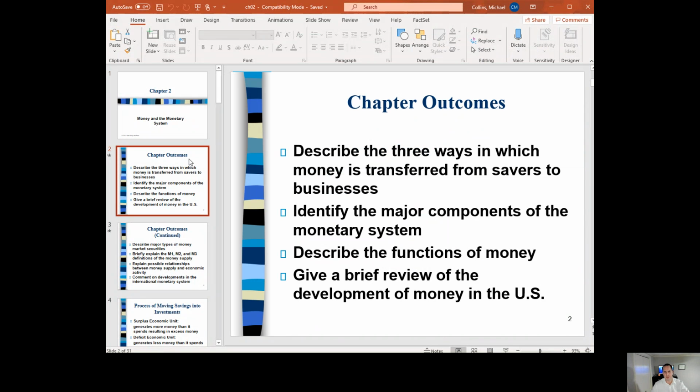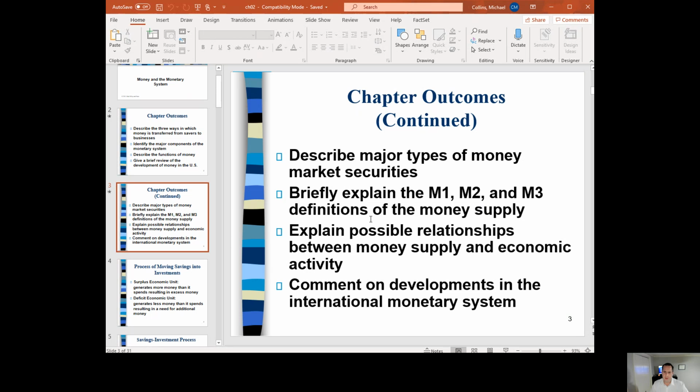Money in the financial system. So this chapter will talk about 3 ways in which money is transferred from savers to businesses, identify the major components of the monetary system, describe the functions of money, and give a brief review of the development of money in the U.S. Describe major types of money market securities.